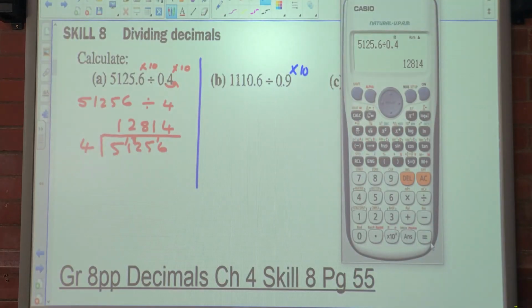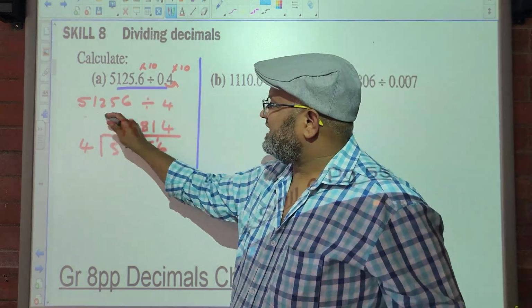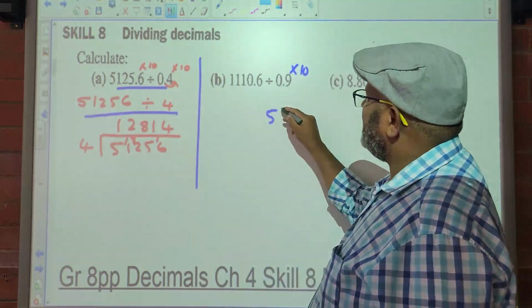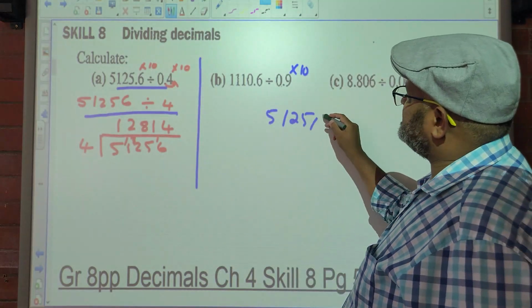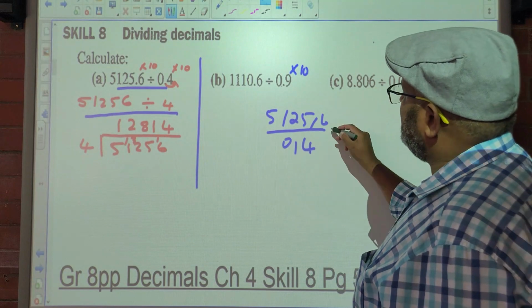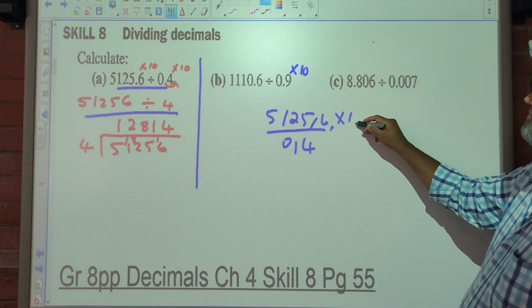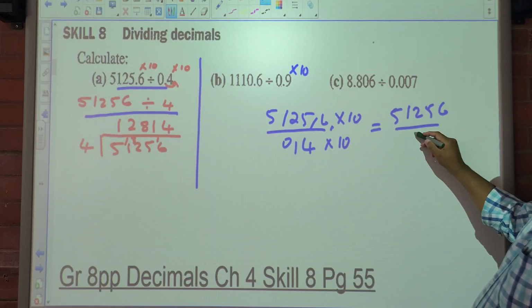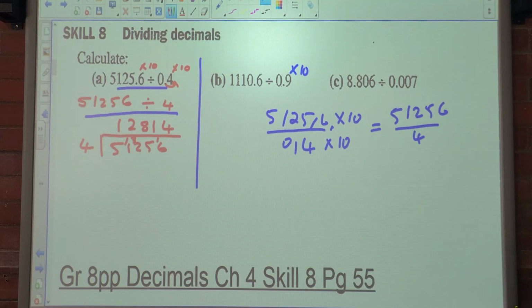Yes, Michael? So after you divide by 4, that's the end of the sum. Yeah, this sum here is equivalent to that sum. Remember that if you got 5.6 divided by 0.4, and I multiply the numerator by 10 and the denominator by 10, it's 56 over 4. And they are just divided off. You understand?